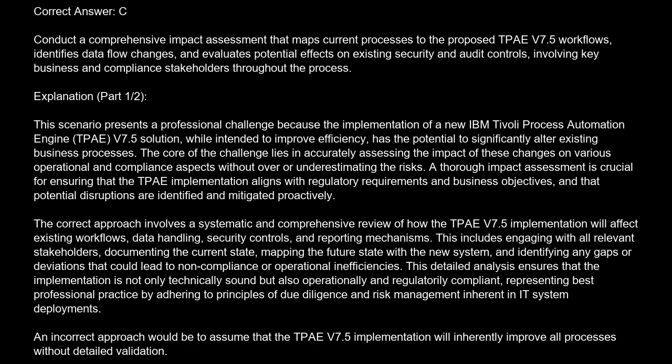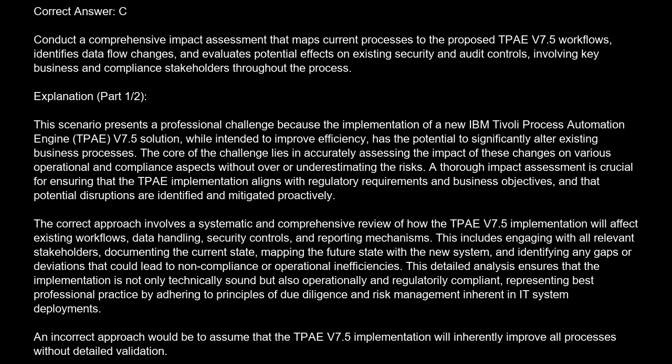The correct answer is C. Conduct a comprehensive impact assessment that maps current processes to the proposed TPv7.5 workflows, identifies data flow changes, and evaluates potential effects on existing security and audit controls, involving key business and compliance stakeholders throughout the process.